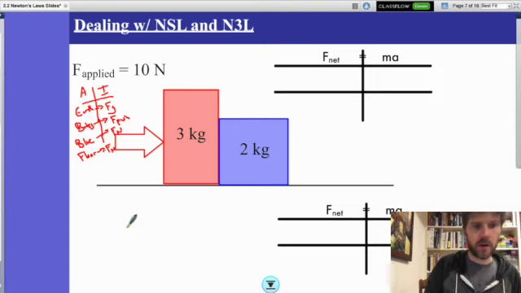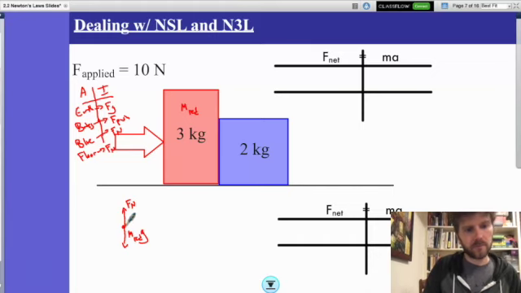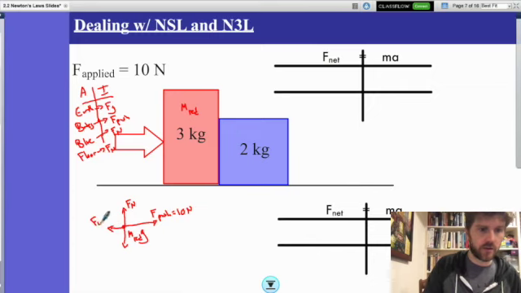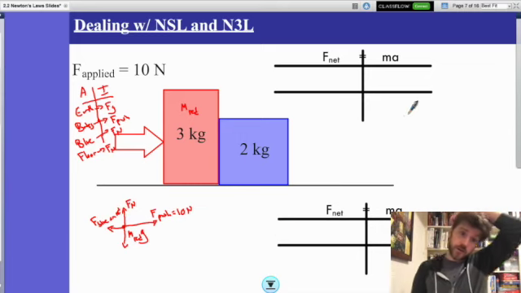So if I look at my red box, right, I'm going to have, we'll call this M red. We know it's 3 kilograms, but M red times G down and FN up. I've got a 10 Newton F push this way. And I'm going to have this way, and I'll write this F blue on red. So there's my free body diagram for the red box.